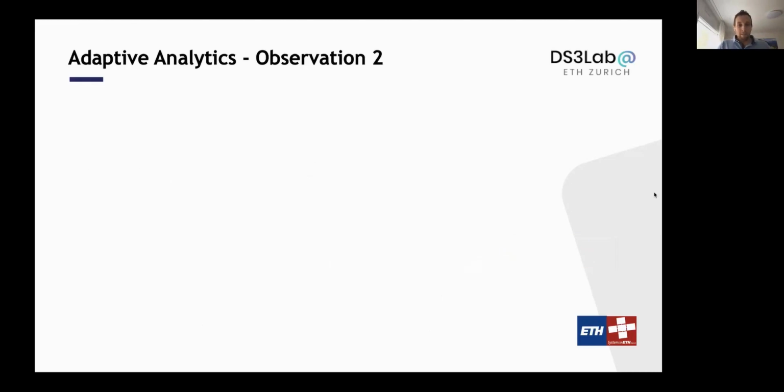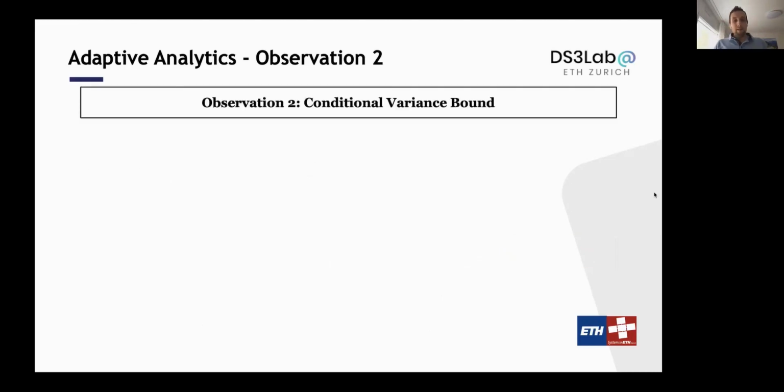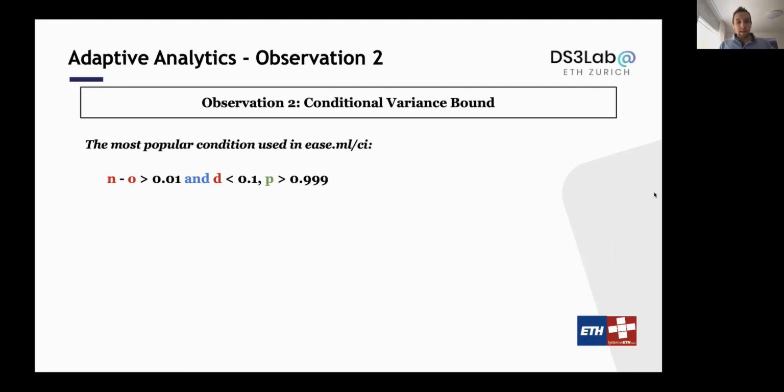All right. The second observation is for very specific types of requirements. And one of the most popular we see in Ease.ML CI is given in this form. So we want the new model to be better than the old model by at least 1 point, but the difference in prediction should be less than 10%, right?